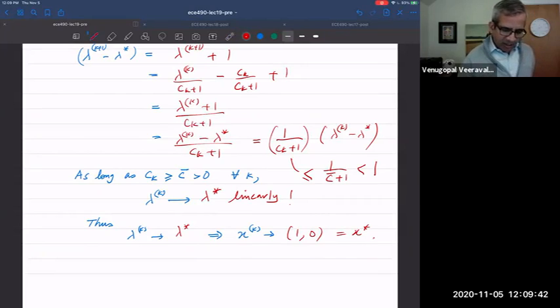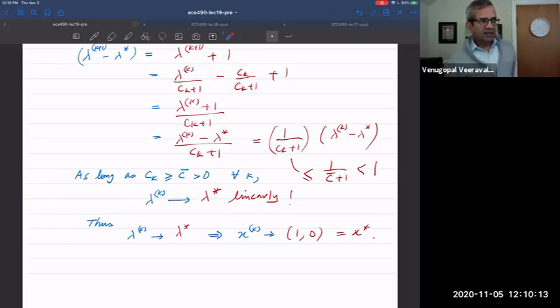Now, you don't have to make c_k go to infinity in order to have lambda_k go to lambda star linearly. But in fact, if you make c_k go to infinity, then the convergence of lambda_k to lambda star is going to be faster than linear. So it's going to be some form of superlinear convergence.